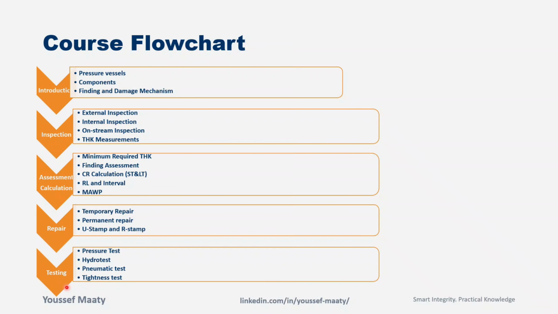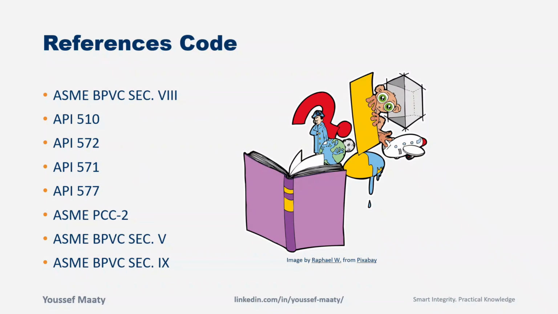Let's quickly review the main references and codes we will use. The primary construction code for pressure vessels is ASME Section 8. Pressure vessels are constructed according to ASME Section 8 requirements. An authorized inspector must verify compliance with all requirements and documentation. The next important code is API 510. Another valuable document is API 572. It provides excellent practical guidance for pressure vessels, heat exchangers, and air coolers. It complements API 510 with additional practical details.